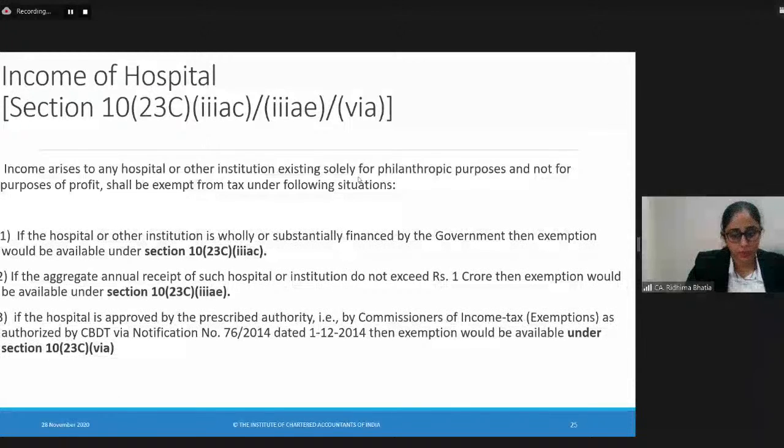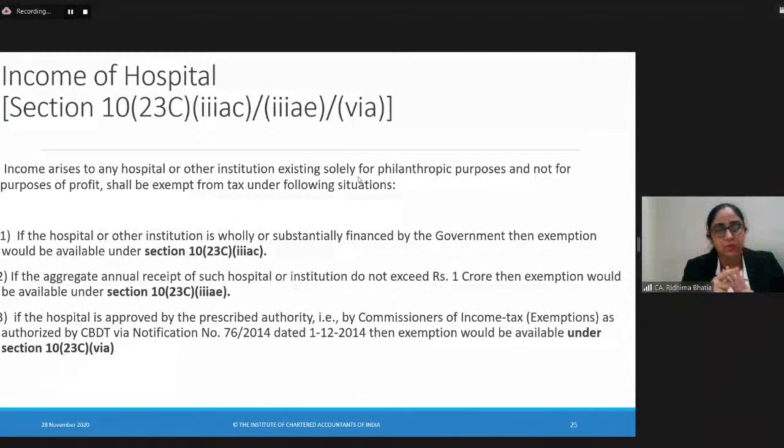But again, the purpose here is not to earn profit, but to provide the purpose for which you are established, which is providing education. Similarly, for hospital, it works in the same line, that you are a hospital which is wholly for philanthropic purpose, not for earning profit. You want to save lives, you want to do good, you do not want to earn something out of it, and you're in hospital wholly financed or substantially financed by the government, exempt. You're in hospital less than 1 crore receipts, exempt.